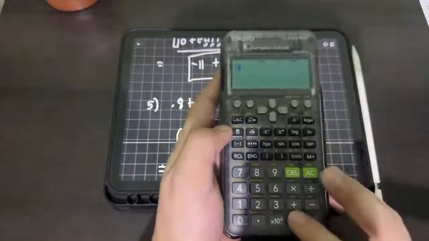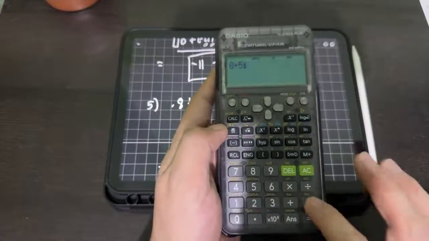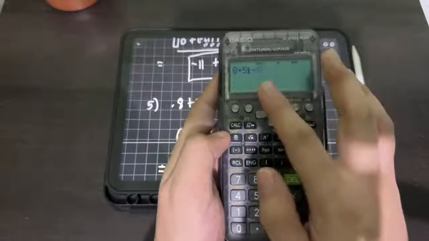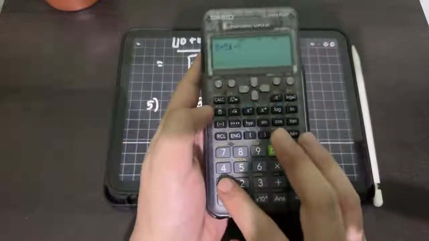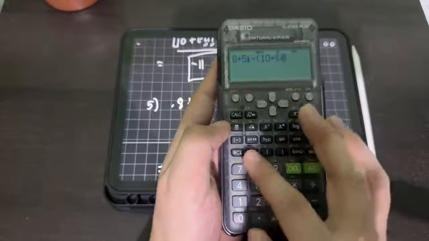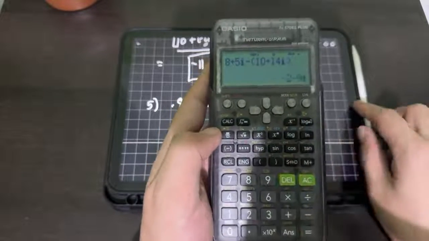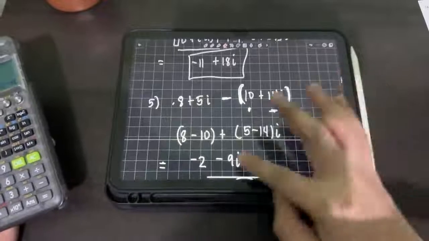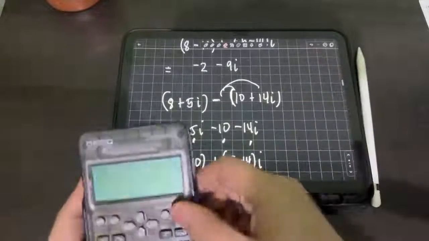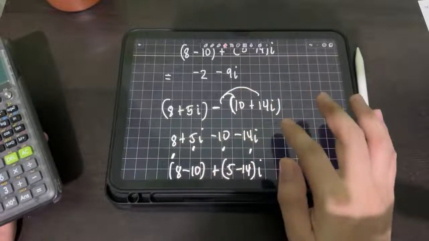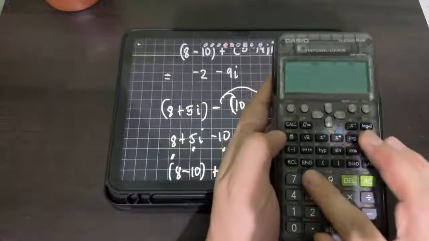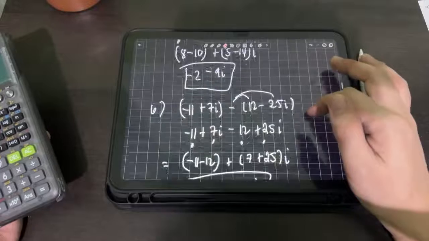So 8 plus 5i minus, so the parenthesis is important, quantity 10 plus 14i. Okay, negative 2 minus 9i. Correct. Okay, next. 8 plus 5i minus 10 plus 14i. Actually, this is just the same, no?